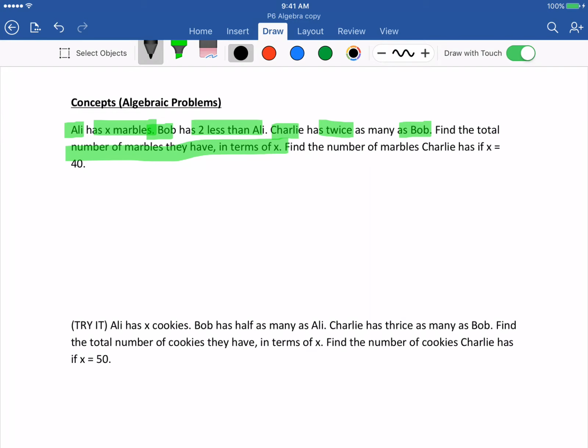The question says Ali has X, so write X here. Bob has 2 fewer than Ali, so it will be X minus 2. Tick, tick. Next one. Charlie has twice as many as Bob.